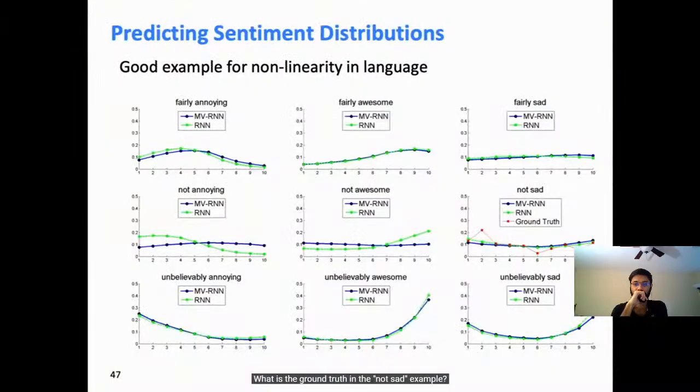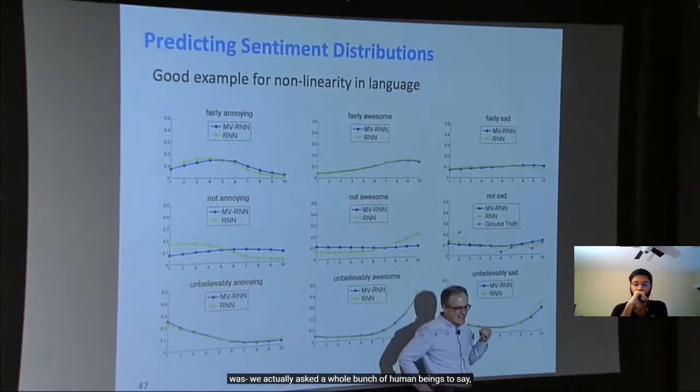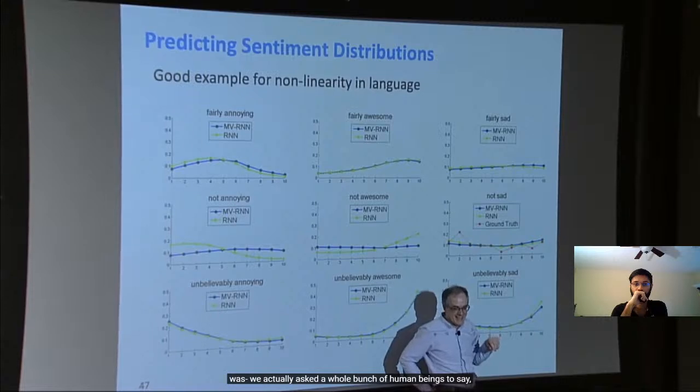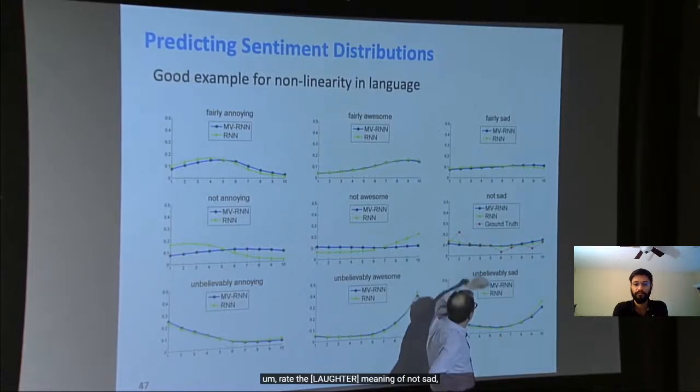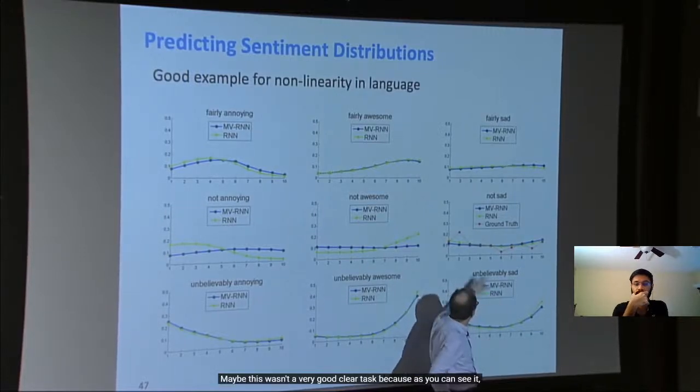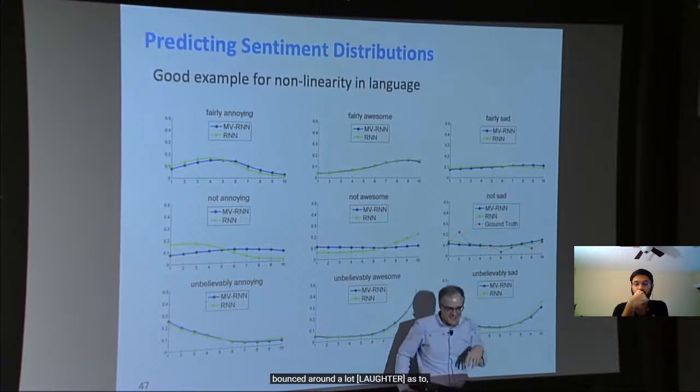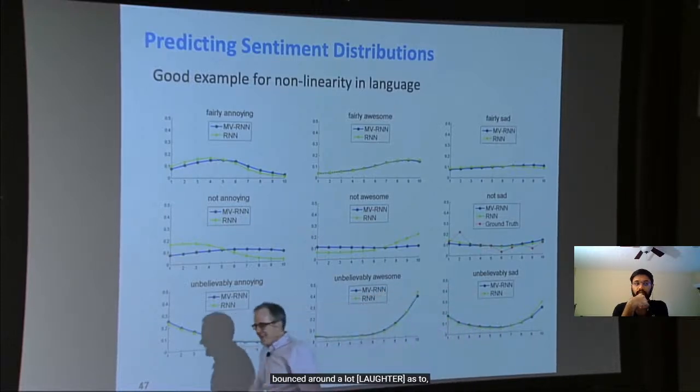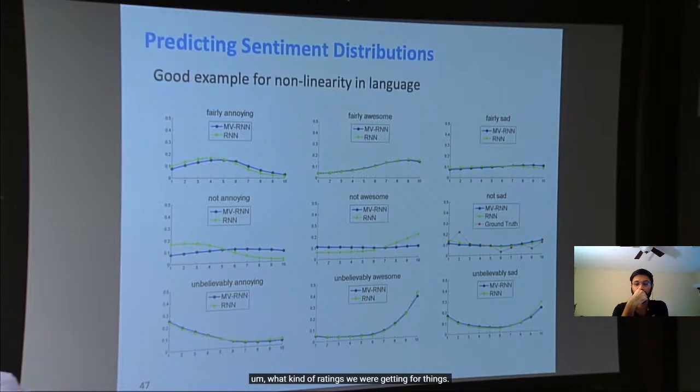Yes? What is the ground truth in the not sad example? Oh, yeah. So this ground truth was we actually asked a whole bunch of human beings to rate the meaning of not sad on this scale of 1 to 10. Maybe this wasn't a very good, clear task, because as you can see, it bounced around a lot as to what kind of ratings we were getting for things. But yeah, that was actually getting human judgments.